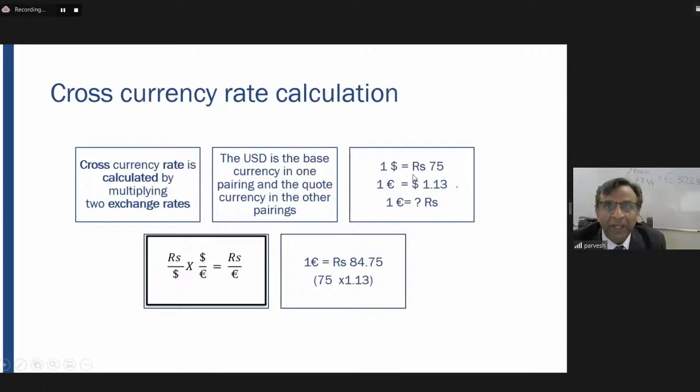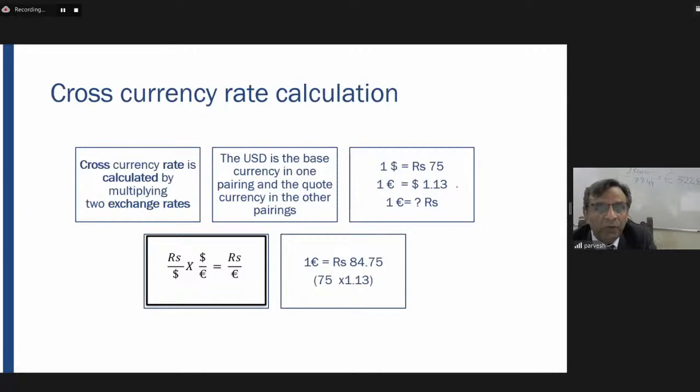Suppose this is the dollar buying rate. So you pay 75 rupees to buy $1. Then you go to Europe, sell your dollar and buy euro. So 1 euro is costing you $1.13. That means this 1 euro will definitely cost you more than 75 bucks, so you should have more dollars. So 84.75.